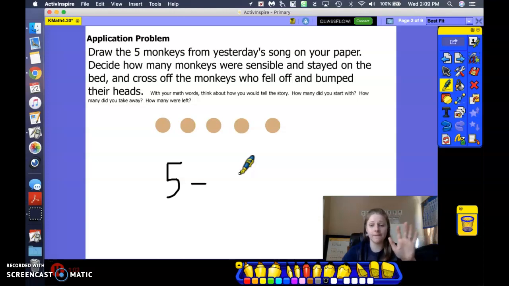Good. You could take away 5, 4, 3, 2, 1. I'm going to take away 3. 3 monkeys fell off the bed. I'm going to write that sentence to match. 5 take away 3 equals 2. Great job. See if you can tell the story on your own using your picture and your number sentence. Once upon a time, there were 5 monkeys. 3 fell off the bed and 2 were left.